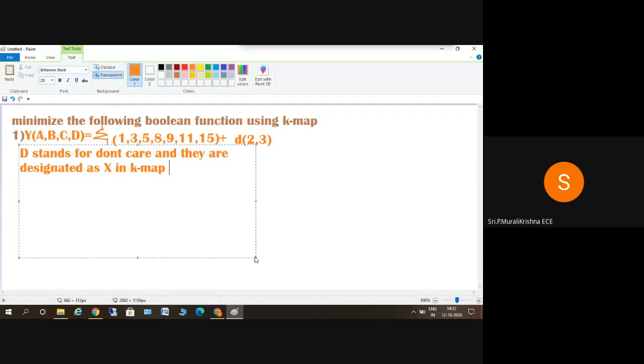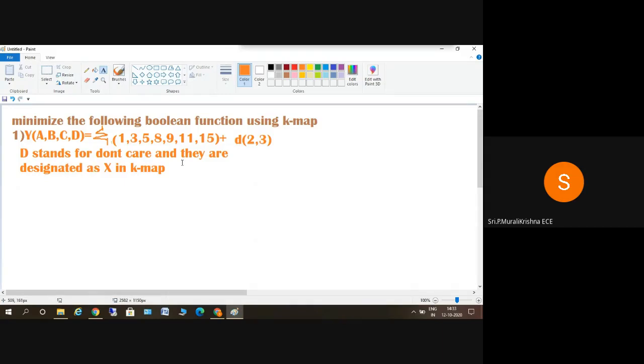So the Kmap will have all of 1, 3, 5, 8, 9, 11, 15 as ones. But the don't cares 2 and 3 will be marked as X here. I'll use them whenever they are necessary. If they are not essential, I'll leave them as they are and not include them in the final sum. So that is the concept of don't cares here.